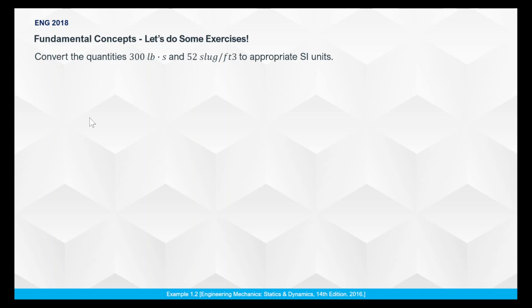Sige. And then, with this naman, may question ako sa inyo, class. Convert the quantities of 300 pound second and 52 slug per feet cube to appropriate SI units. So, gawa tayo ng table ng konti dito. So, 300 pound second, naka-English siya, no? And then, dito tayo sa slug, 52 slug per feet cube.